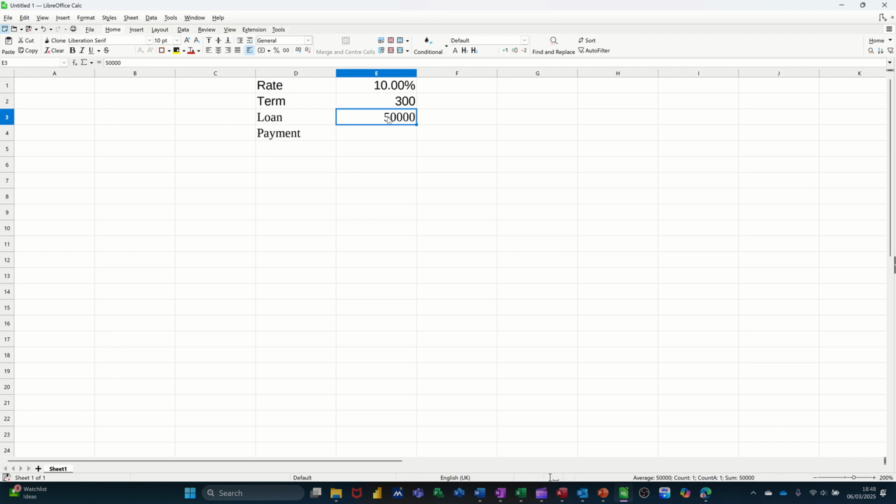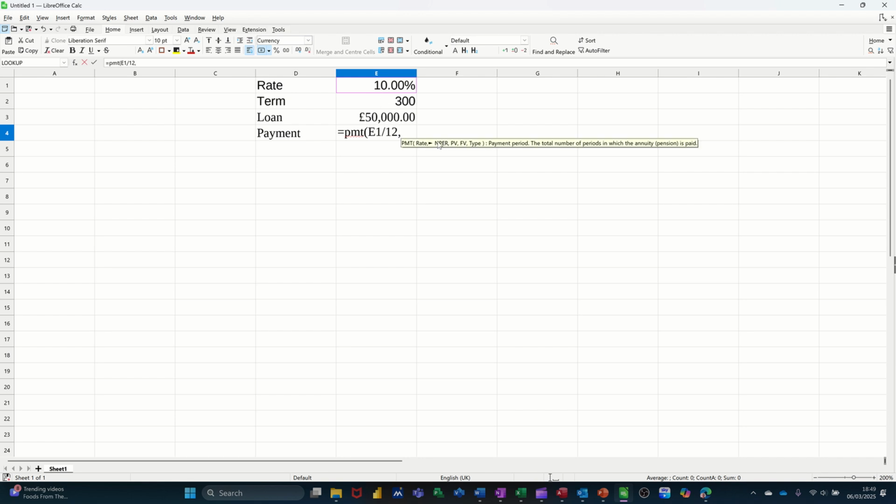So I just need to make that into money. So that's 50,000. Now the PMT function will work this out for me. Let's try this. So equals PMT, open the bracket. It wants to know the rate, so the rate is 10%. Now I have to divide that by 12. Of course, it will give me an annual figure if I don't, comma.